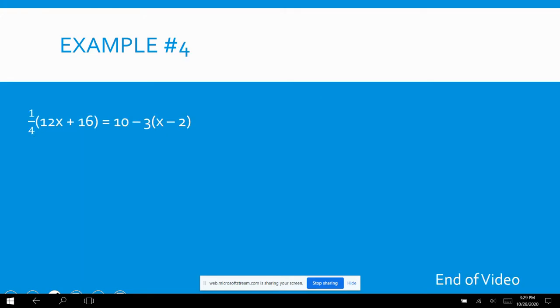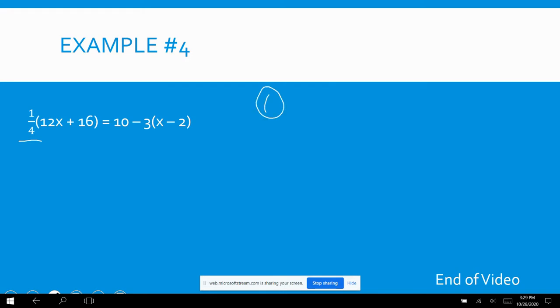So let's look at one more example. Well, what is different about this example? What's different is we have a fraction instead of an integer. But if you remember, a fraction is still a number. We still treat it the same way. So we're going to do the exact same thing we did last time.